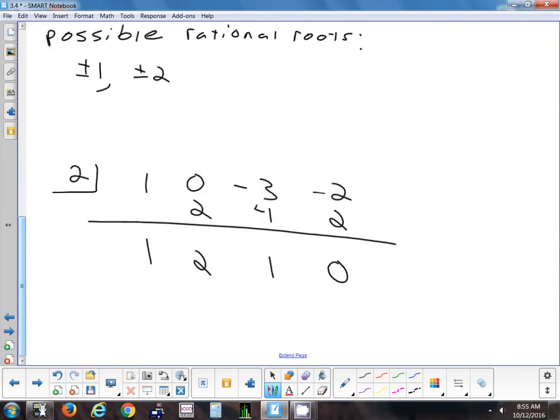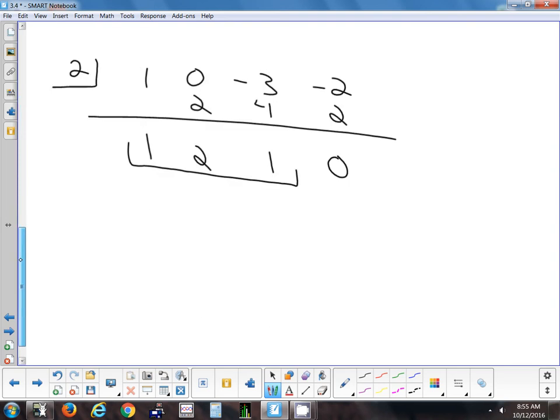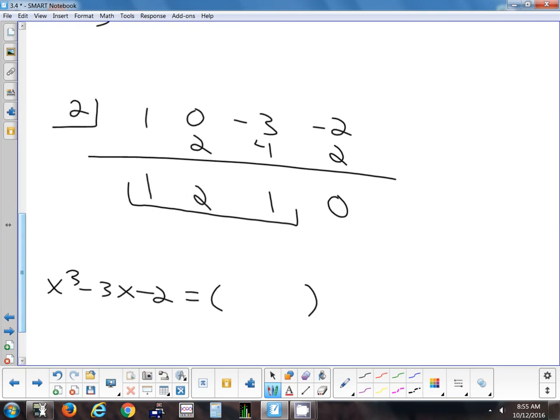Now, I'm interested in the remainder because I got 0, but I'm also interested in this, because now I know x cubed minus 3x minus 2 factors as, what do we know absolutely is one of the factors, based on what we just did? 2 is a root, so that means what is a factor? X minus 2 is definitely a factor. And where does the other factor come from? We already did the work to find it.